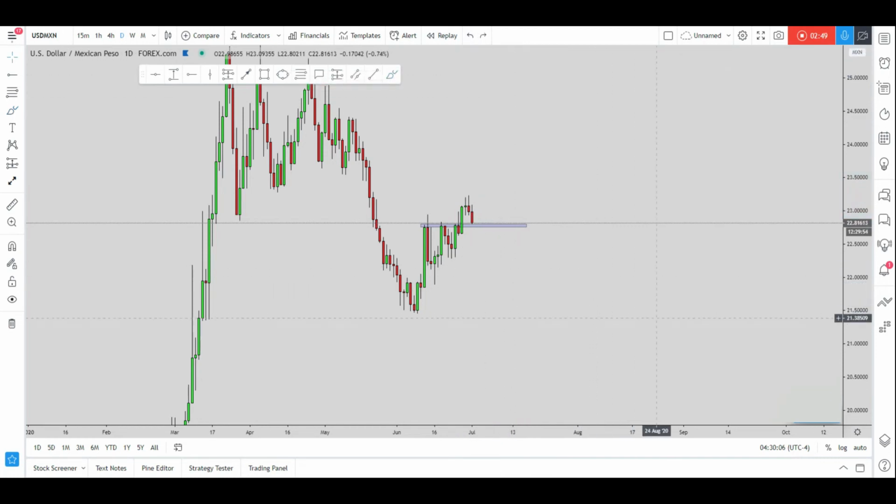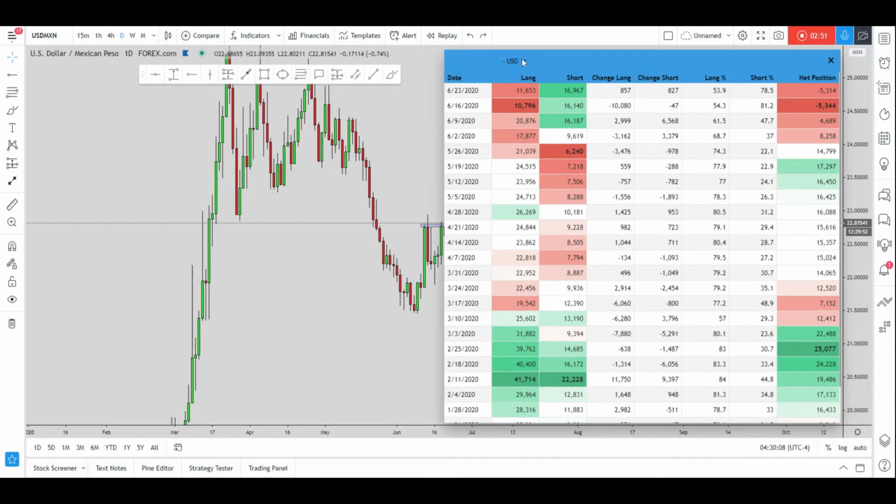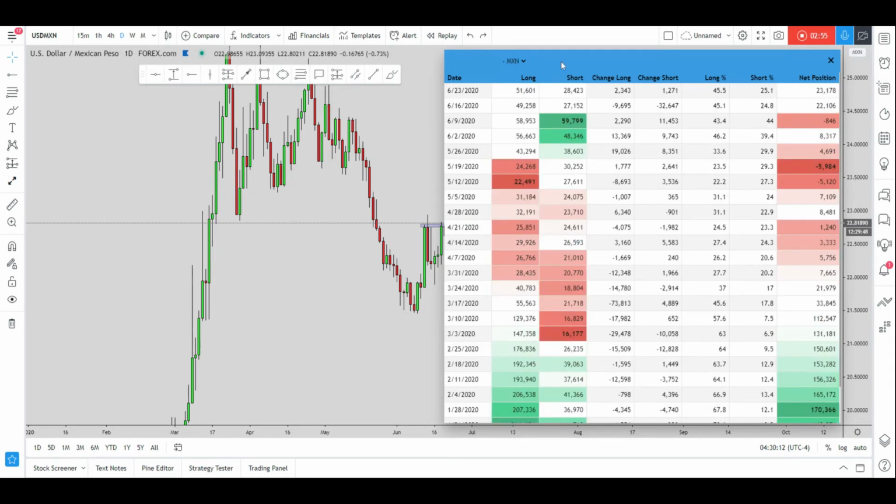Now, before I show you how we will be approaching this with students, let's go and see what we have from a COT perspective. So commitment of traders, what big banks and institutions are currently doing in the market on the USD Mexican peso. Now, if we check the data for the Mexican peso, all currencies on the spot are traded against the USD. Therefore, what you are actually checking is Mexican peso USD. So if you want USD Mexican peso, you just have to reverse everything.